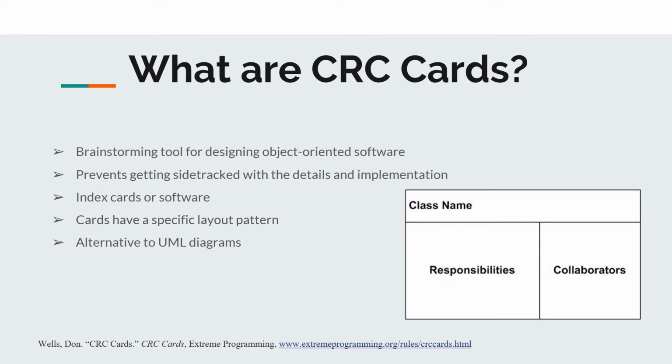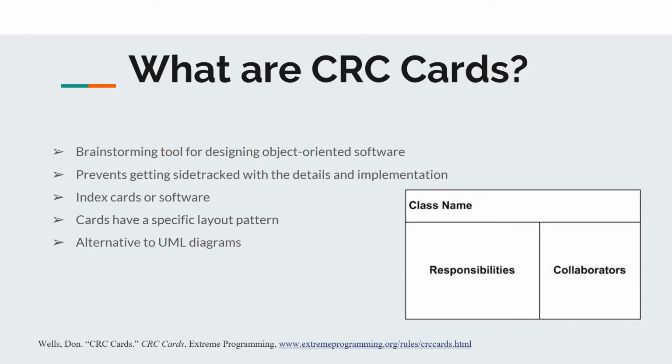So CRC cards are a great brainstorming tool when designing object-oriented software. They are used when you are trying to get a basic feel for how the software will function as a class and how it will interact with other classes in the software. This technique is great when trying to prevent getting sidetracked with the details and implementations of the software, but instead just want a rudimentary idea for how the design will work.